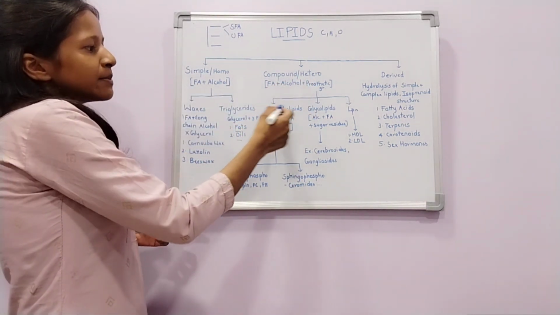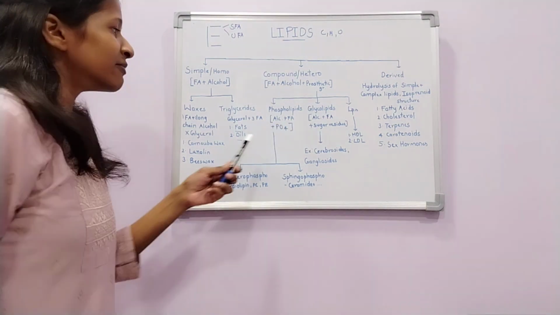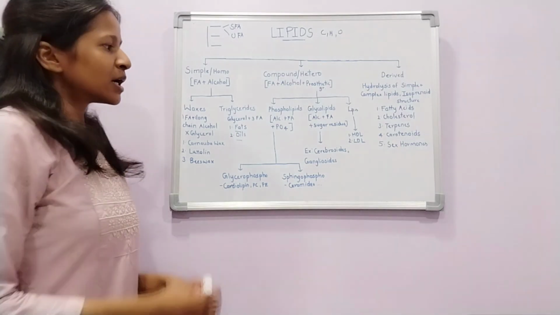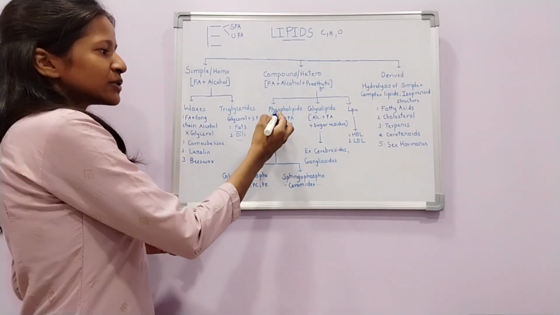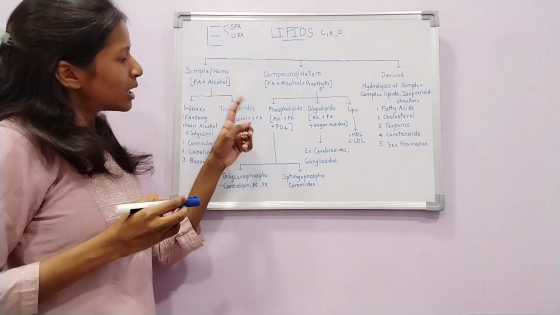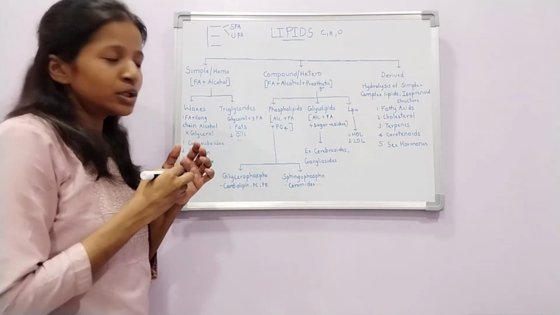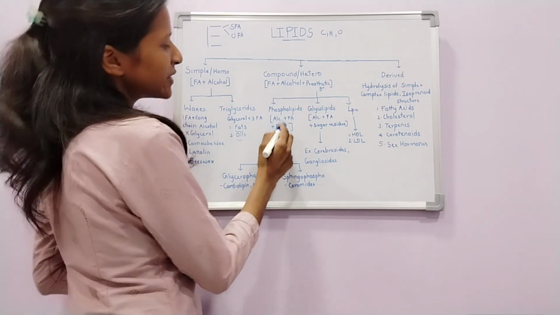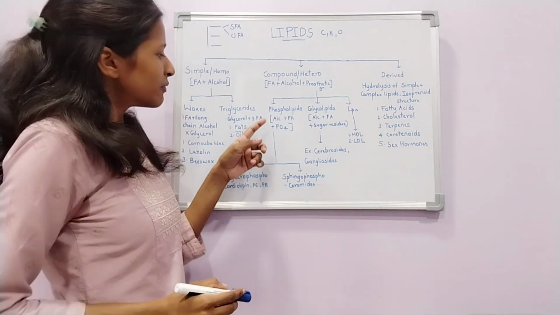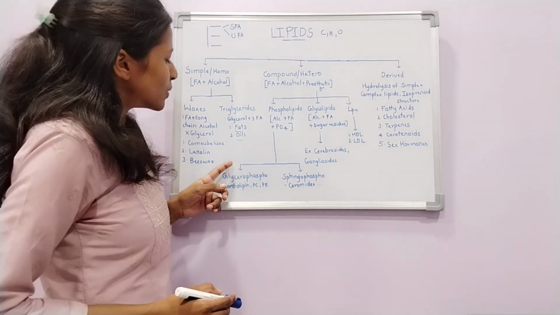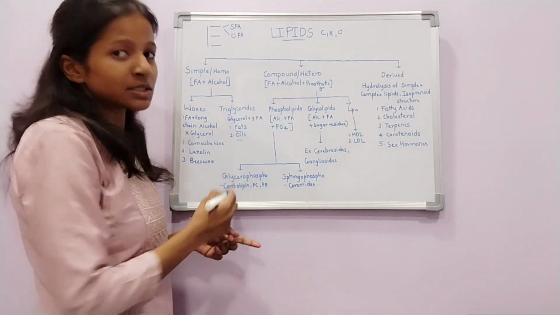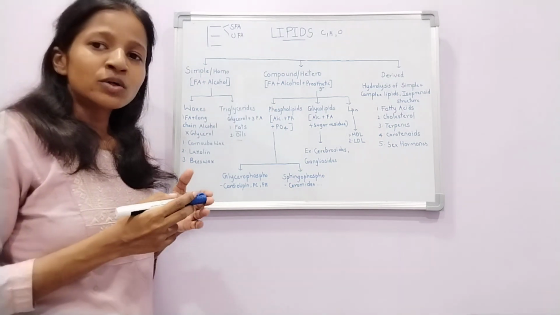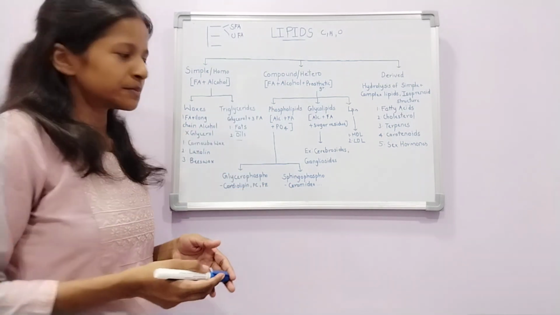Now, compound lipids based on the type of prosthetic group can be divided into phospholipids, glycolipids, and lipoproteins. As the name suggests, phospholipids have an alcohol backbone with 2 fatty acid molecules, and then there is a phosphate group that is present. Now, phospholipids can be divided into glycerophospholipids, which have a glycerol backbone, and sphingophospholipids, which have sphingosine alcohol as their backbone.